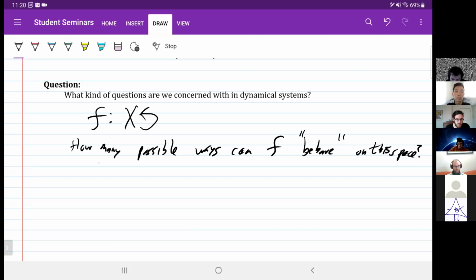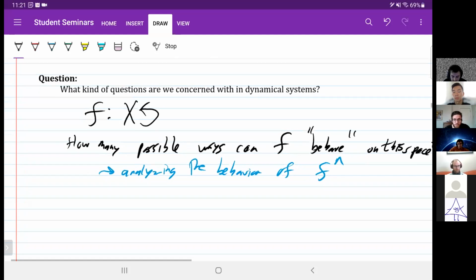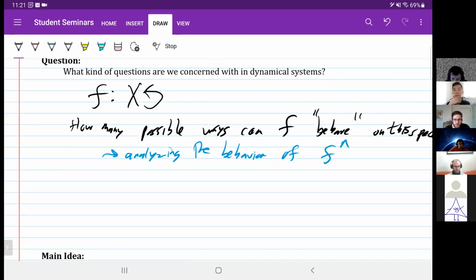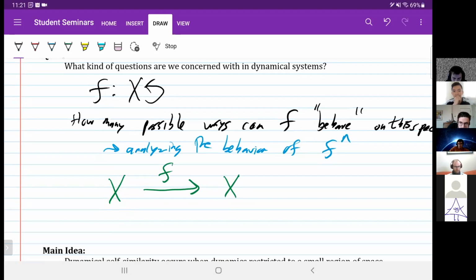In particular, in dynamics, we often do this by analyzing the behavior of F^n, the iterates of F. Using this sort of thing, we can hope to understand the different ways that F behaves. If I draw, you will increasingly notice as I go through this talk that I tend to draw in rainbow. So forgive me for that.